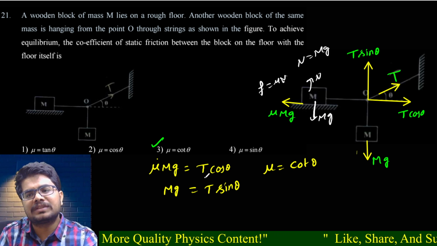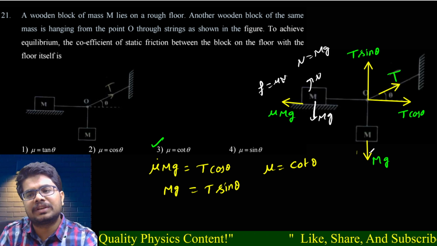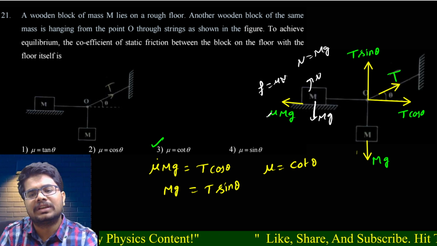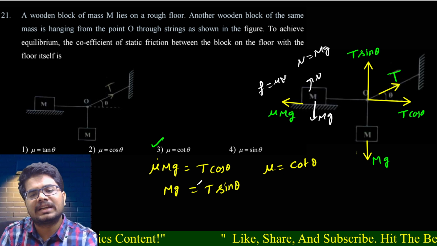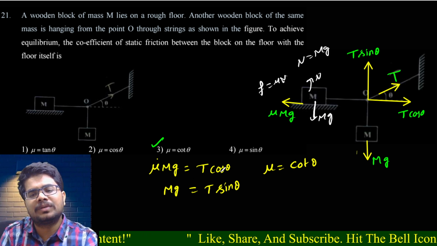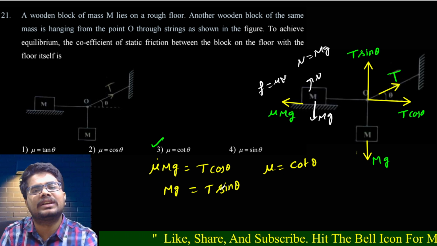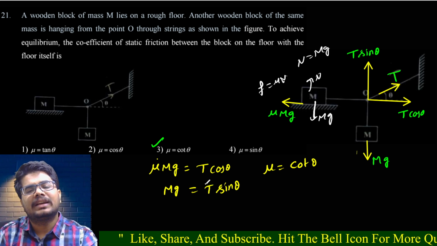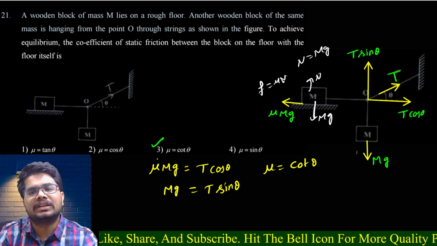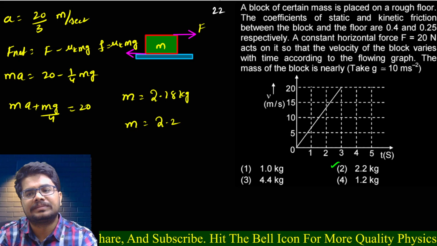Now these both equations we got. In equilibrium, T sin theta should be equal to mg. T cos theta should be equal to mu mg. Now divide these both. T cancels, mg cancels. Mu equal to cos theta by sin theta. Cos theta by sin theta is what? Cot theta, right? So which option will we get? Option 3. It's not a difficult question, it's an easy level question only.